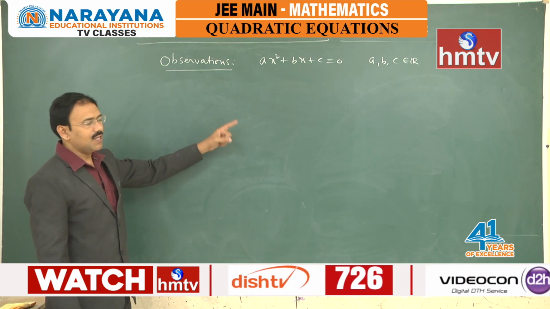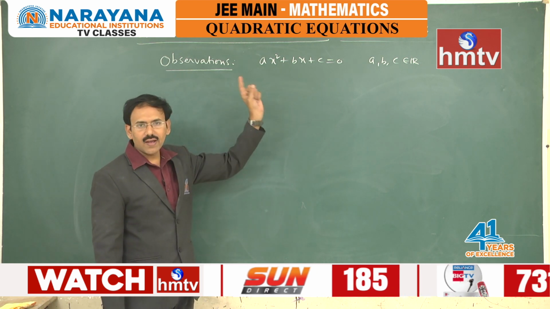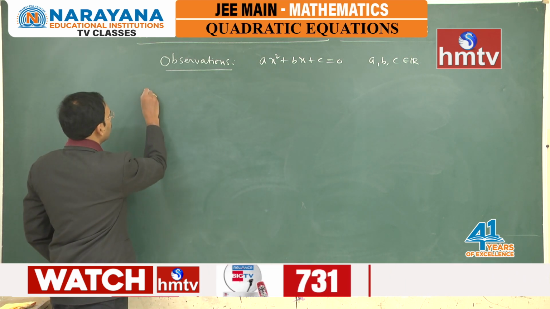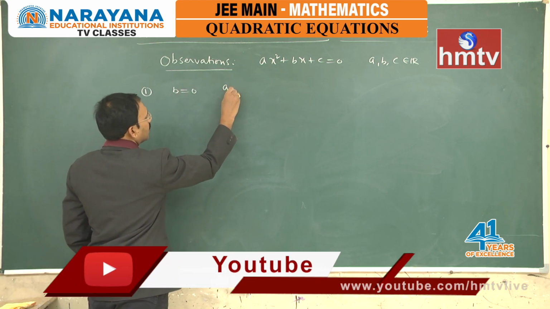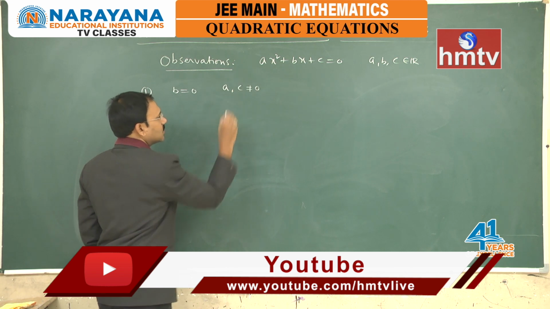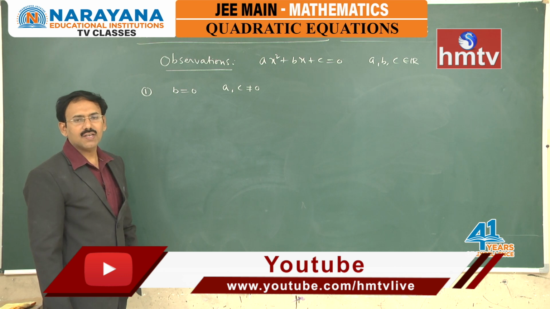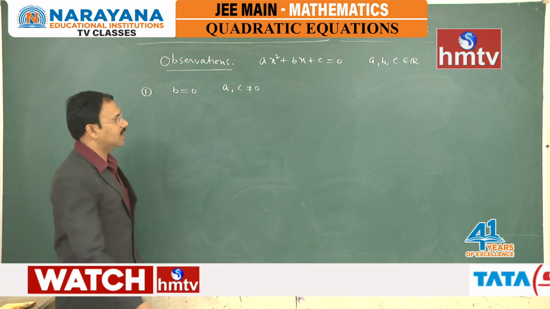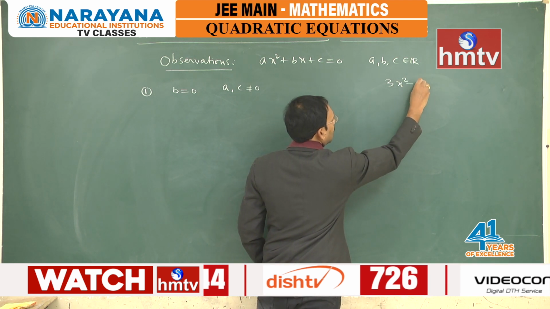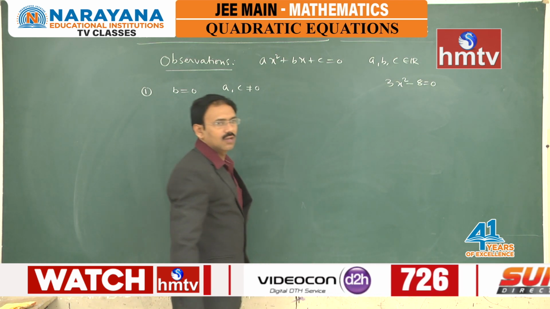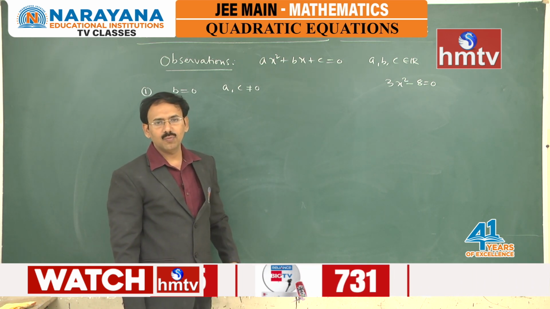For the quadratic equation ax square plus bx plus c equal to 0, where a, b, c are real numbers, first case: suppose b is equal to 0 and a, c are other than 0. In this case, we call the equation a pure quadratic equation. For example, 3x square minus 8 is equal to 0, where a, c are not equal to 0, and b is 0.